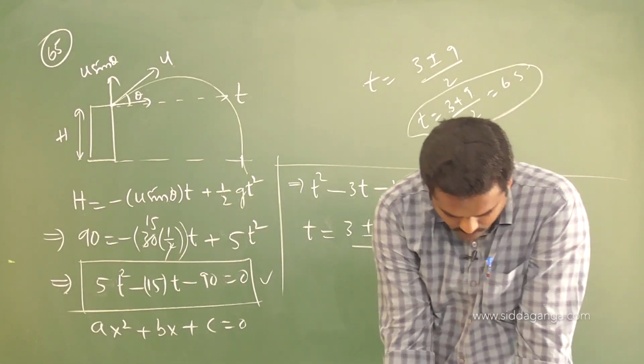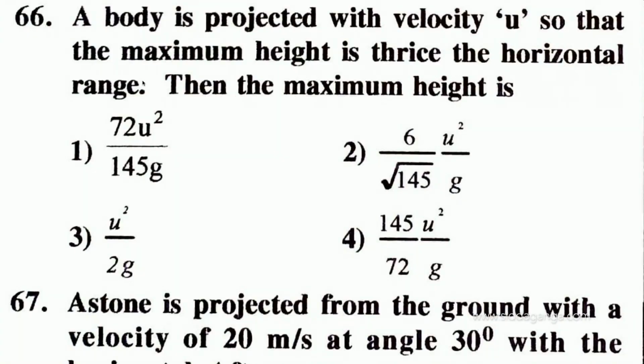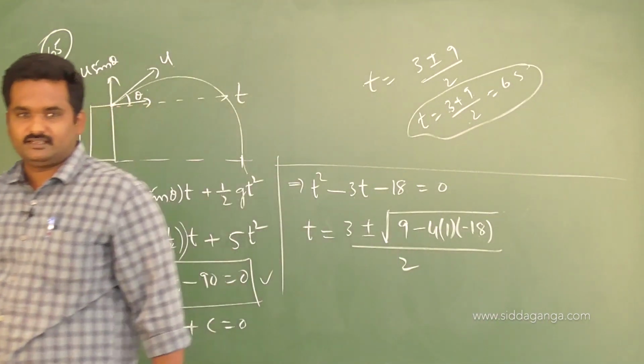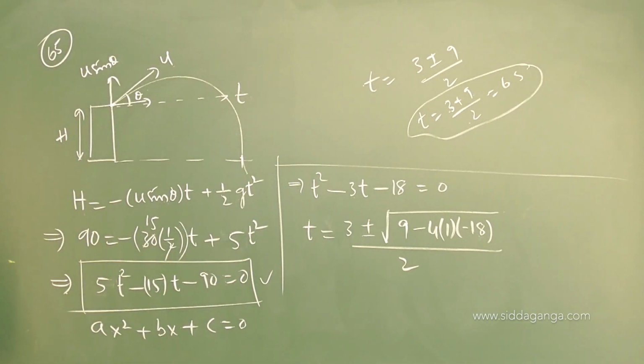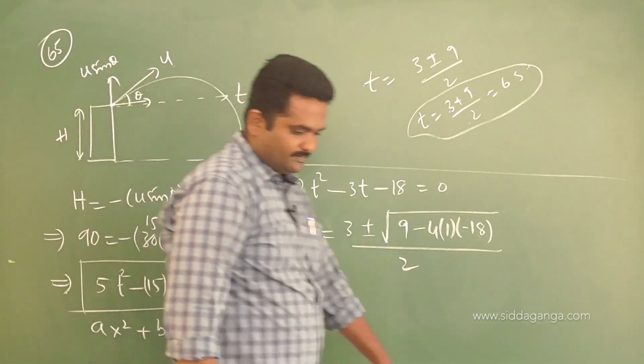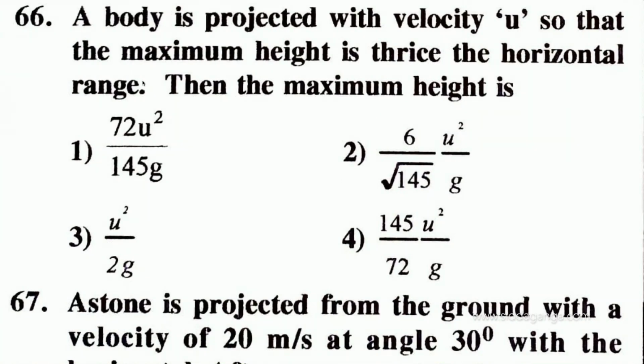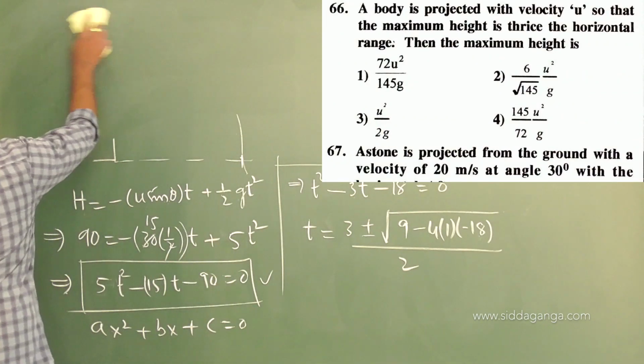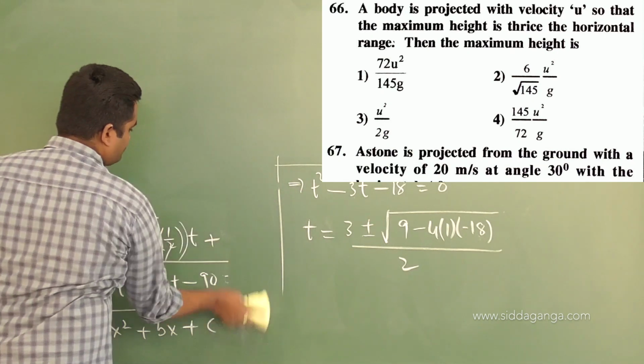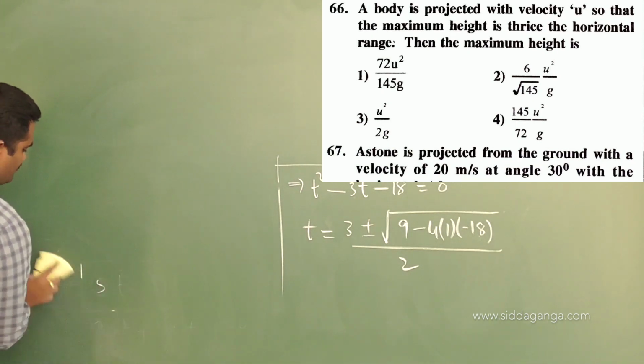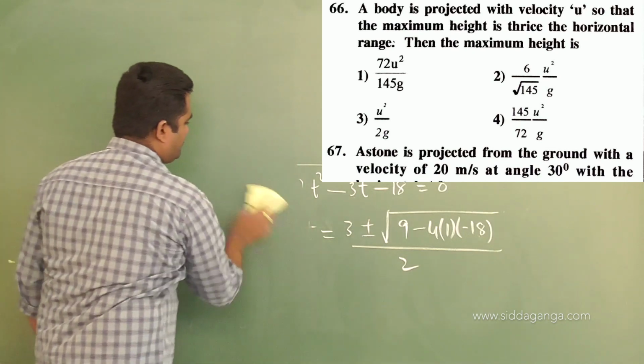Next, we'll go for the 66th problem. One minute, go ahead, you can copy that. Right, next, 66. A body is projected with velocity u so that the maximum height is thrice the horizontal range. Then the maximum height is how much, they are asking. Maximum height is thrice the horizontal range.